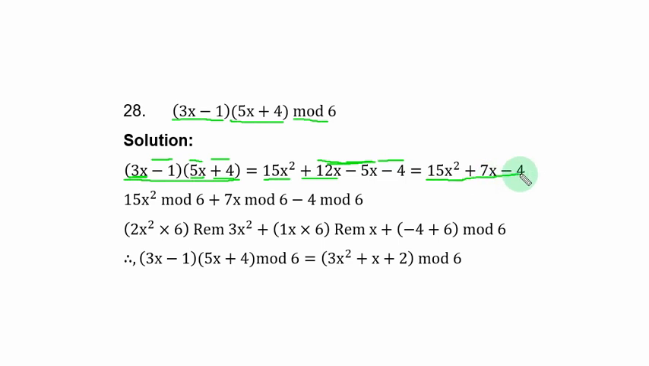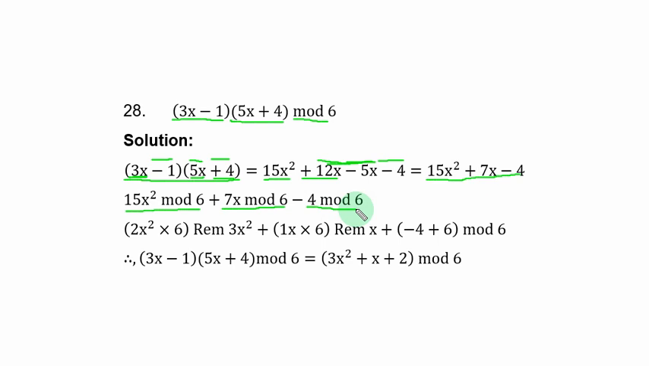So let's attach to each number the modulo 6, then work out the remainder. Remember, the remainder is the answer. So you have 15s squared modulo 6 plus 7s modulo 6 minus 4 modulo 6.